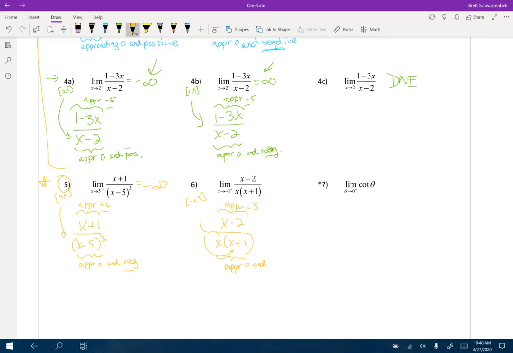-0.9 plus 1 is a positive number. So a negative times a positive gives you a negative. So a negative over a negative gives you positive infinity.